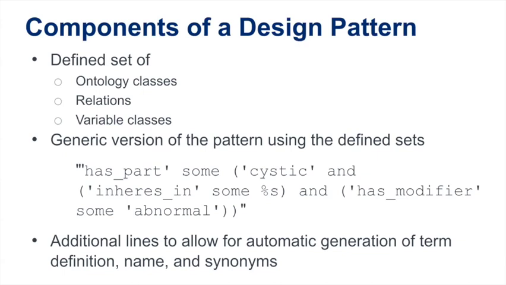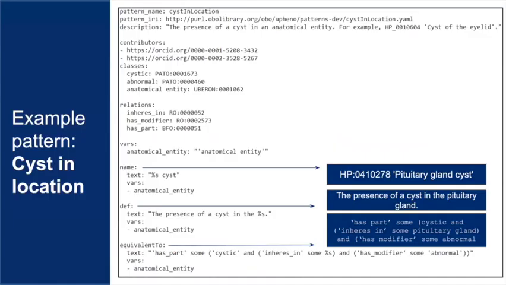And also we can specify the text definitions that are generated using these patterns as well. So this is an example of what the YAML code actually looks like. You can see it's very simple to use, very simple to generate these. So let's take you through this a little bit.